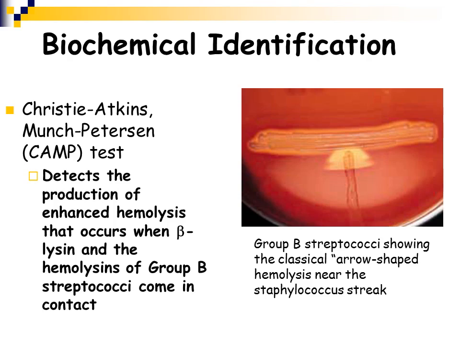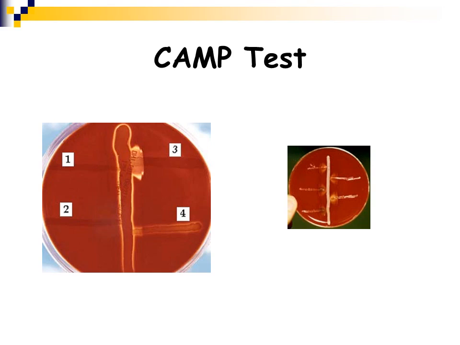And here is the CAMP test, and the CAMP nomenclature is for the group of individuals that discovered the test, and they are Christie, Atkins, Munch, and Peterson. So again, it detects that enhanced hemolysis with that nice arrow shape. Here's more CAMP tests. On the top left is CAMP positive, and on the bottom, CAMP negative.